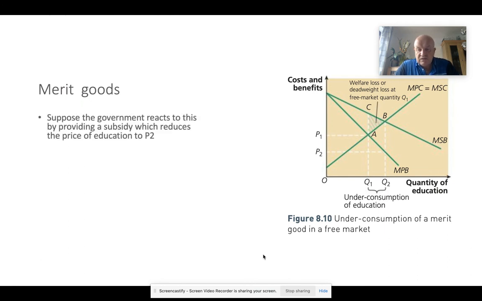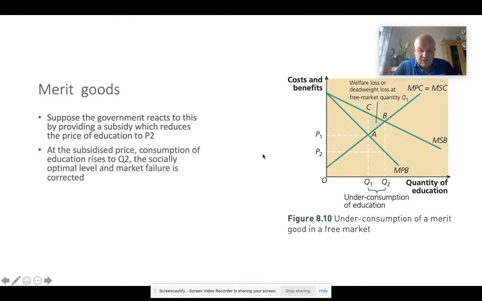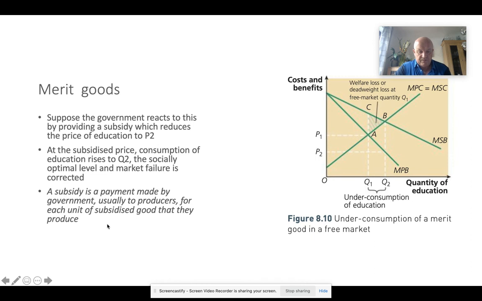Let's take a look at what might happen given the diagram that's been drawn up here. If in this situation the government decided to react and provide a subsidy which reduces the price of education to P2, we can see that essentially means that consumption of education will rise from Q1 to Q2, and it becomes a more socially optimal level, and the market failure would essentially be corrected in that scenario.